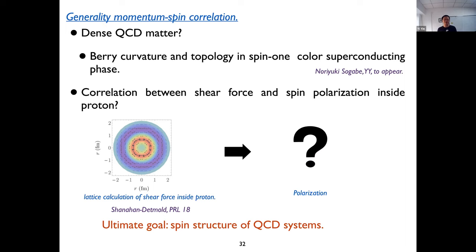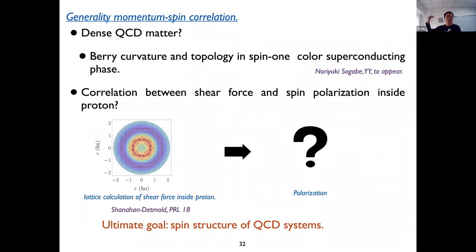And only very recently, I learned that if you look at the nucleons, at the inner structure of the protons, the analysis and calculation also demonstrated that the shear force is highly non-trivial. This is the work by Will Damon and Fiona. This is an illustration of the shear force inside the protons based on lattice calculations. So one natural question I want to ask is whether such shear forces will also generate certain spin polarization patterns for the quarks and gluons inside of the protons.